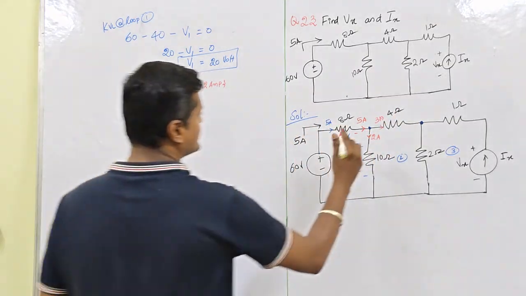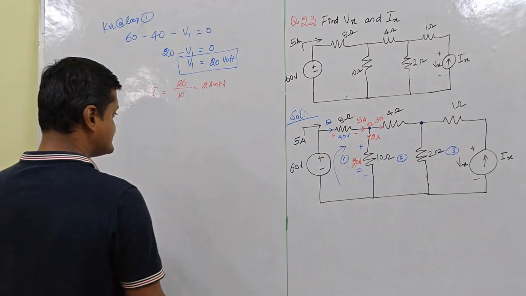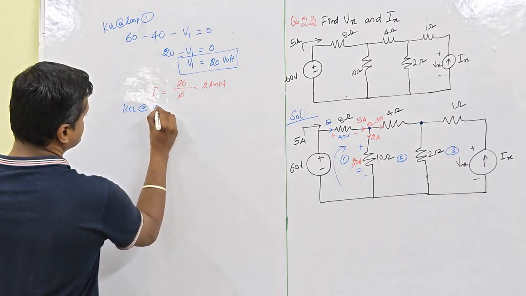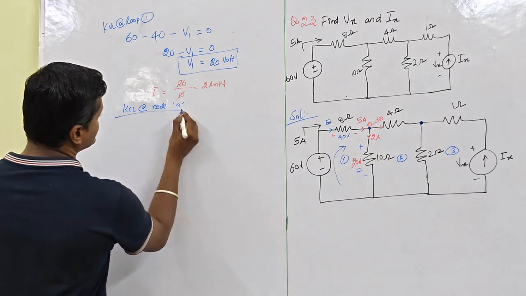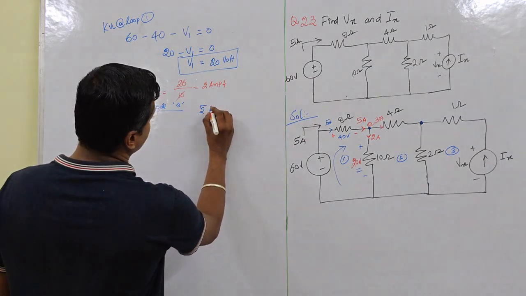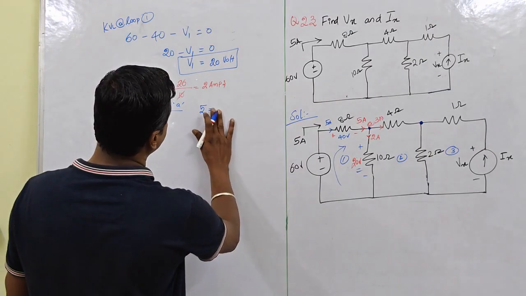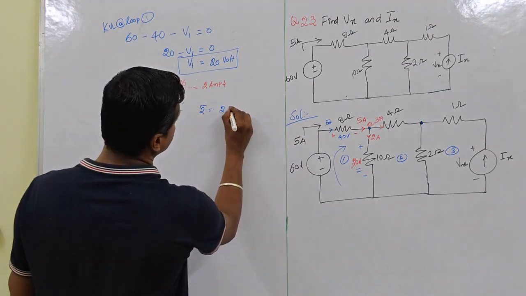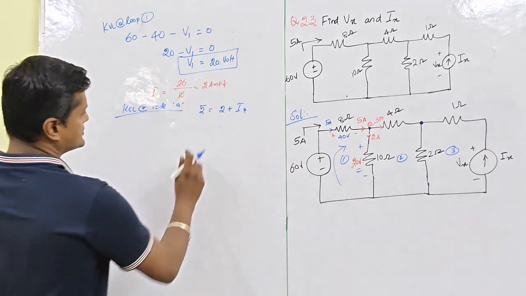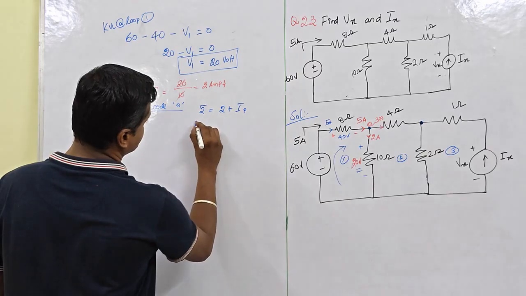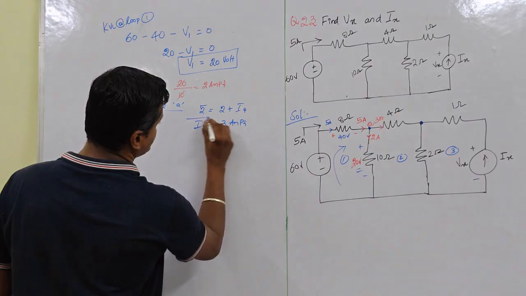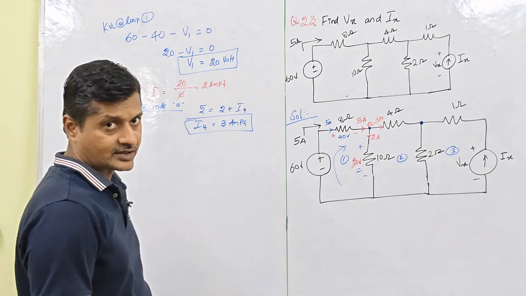So let us name this node as node A. KCL at node A. Applying KCL at node A, 5 amps current entering, that is equal to 2 plus this current, which is I4, the value we have to calculate. So what is the value of I4 then? I4 is equal to 5 minus 2, that is 3 amps. I4 is the current across the 4 ohm resistance.